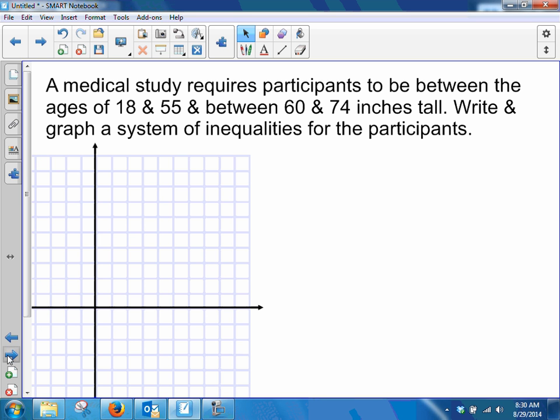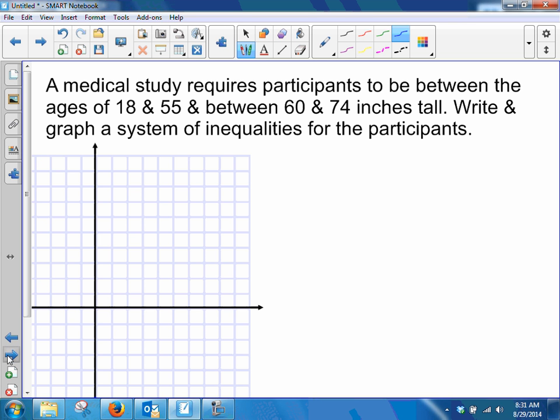All right, so this one says, a medical study requires participants to be between the ages of 18 and 55 and between 60 and 74 inches tall. So we need to write and graph a system of inequalities for the participants. All right, so what do you guys think? What are my two inequalities going to be? What are they going to look like? What do we think?